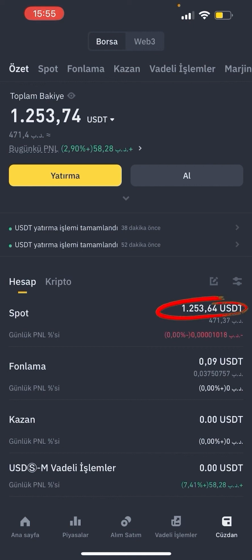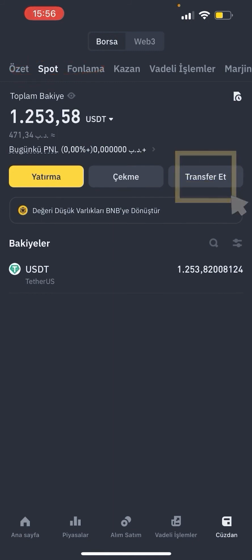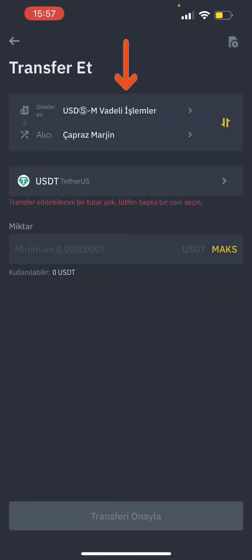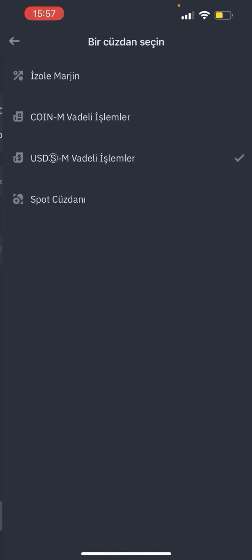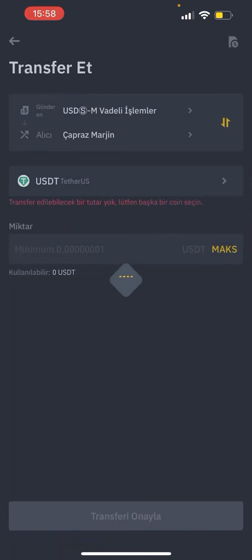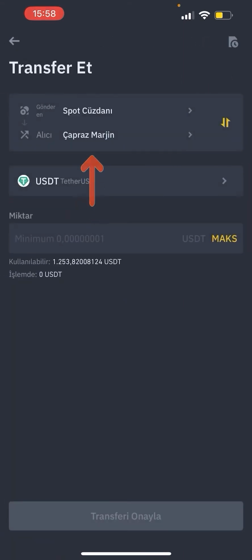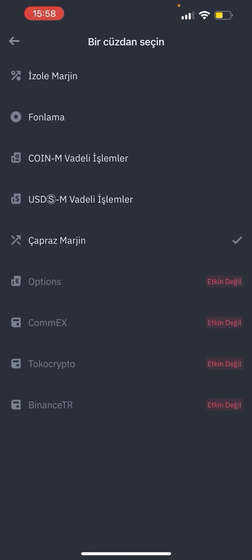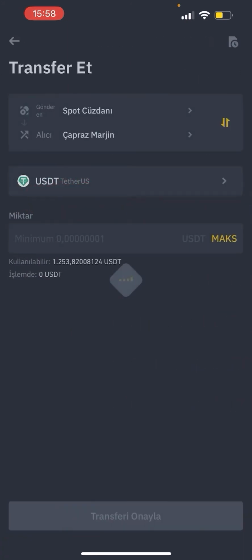What do I do? I click on spot above and click on transfer from the right side. The one above is the sending wallet. Since I will send from the spot wallet, I click spot for the wallet above. The one below is the receiving wallet. I choose USDM futures here. So how much will I transfer? Let's transfer $1,000, friends. And here's the question that's always asked: how much can you transfer? $3, $5, $10? It's up to you.